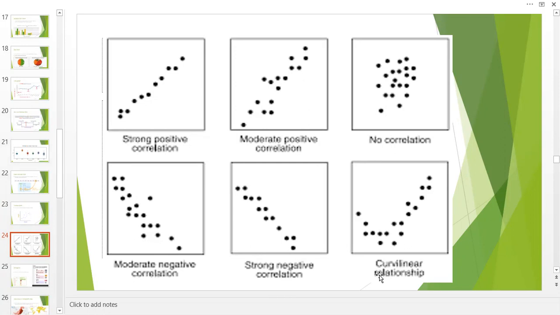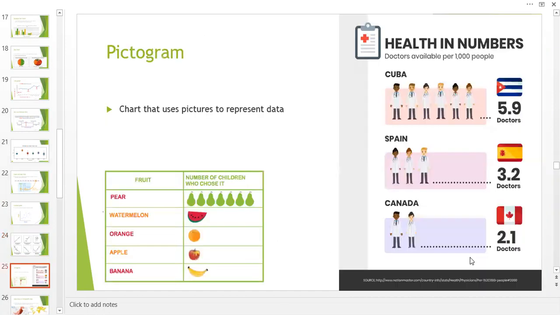Then we can also have curvy linear relationship. For example, if we have anything which has high value at the start, and then we have low value, and then again high value at the end, we can have curvy linear relationship. Now, another way to present data is by pictograms.